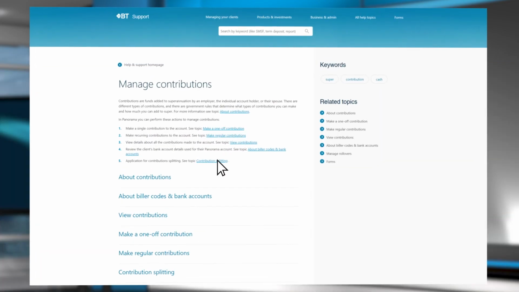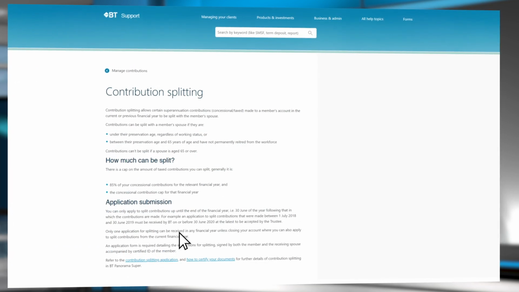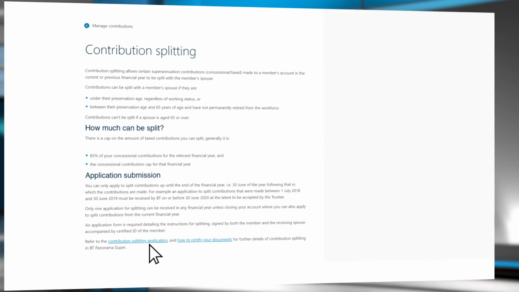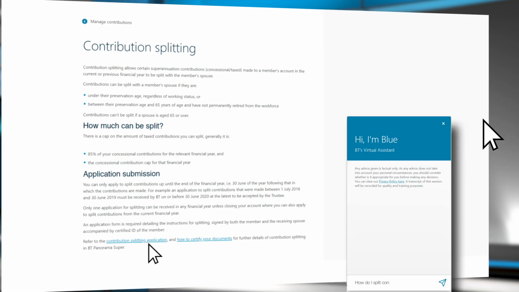The help and support page contains guidance about contribution splitting on Panorama, where you can also locate the Panorama contribution splitting form to download for your clients. And remember, you can ask Panorama's virtual assistant Blue for help.